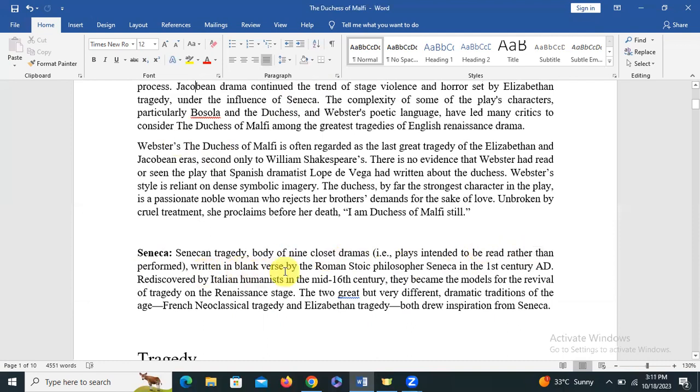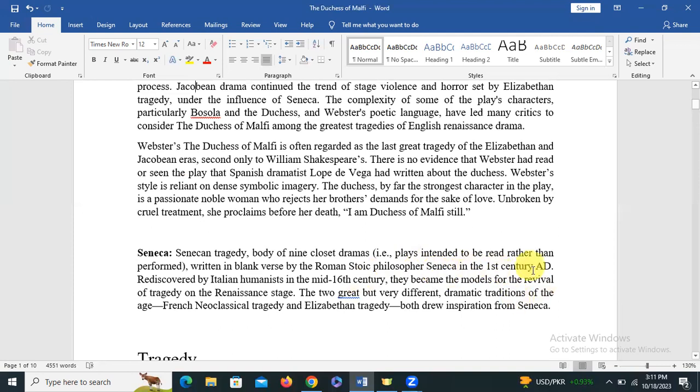written in blank verse by the Roman Stoic philosopher Seneca. So there was a Roman Stoic philosopher Seneca who wrote nine dramas, because these tragedies follow his way. That is why it is written here that this tragedy has been written under the influence of Seneca. Seneca is nine closet dramas that were written by a Roman Stoic philosopher.